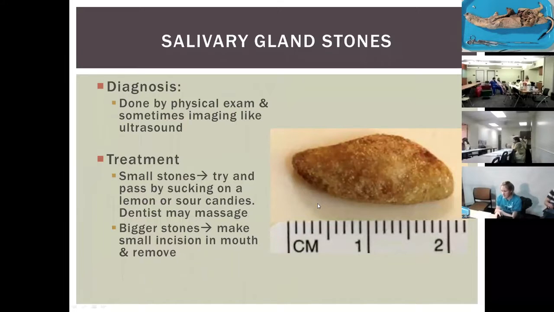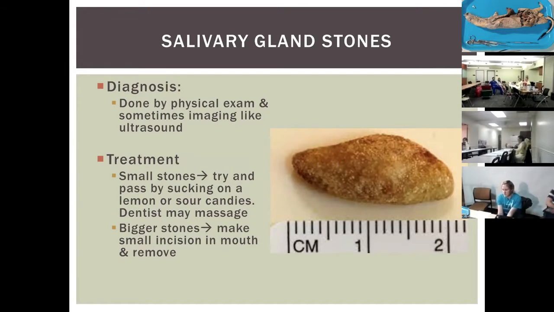So how do you diagnose somebody with a salivary gland stone? Typically, they see it on physical exam. Sometimes it takes imaging like ultrasound. And the treatment, so if it's a small stone, the reason that they have the stone is because they're not salivating enough. So what they're going to try to do is push the stone out by making the patient salivate more. And they do this by having them suck on a lemon or other sour candies. Or a dentist may actually try to massage it out.